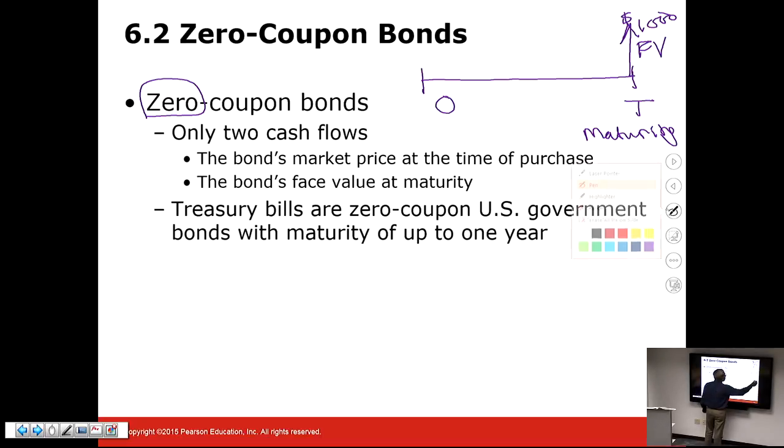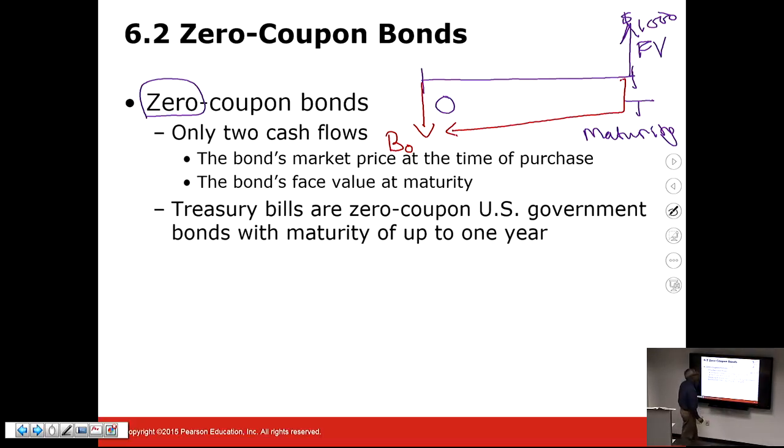Now, what we will do to price this, of course, what will be the price of this bond today? Let's call that B0, indicating this is the price of the bond at time 0. Price of the bond today essentially will be the present value of that face value of 1,000, depending upon what the interest rate is and how much time is left to maturity.